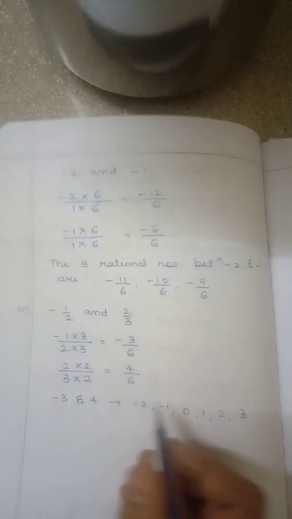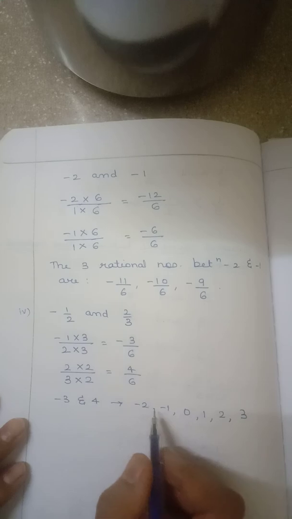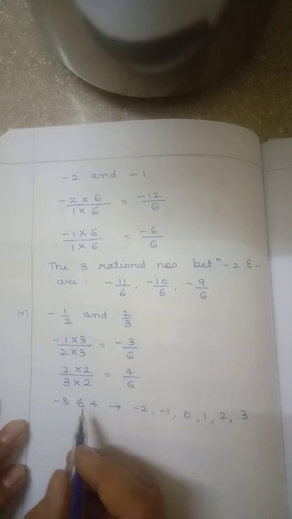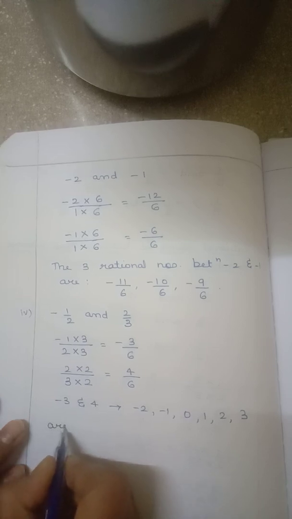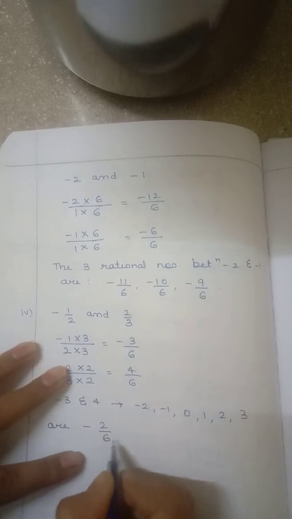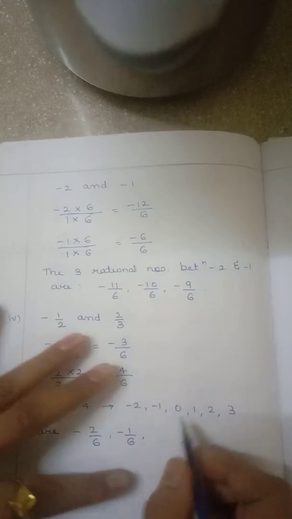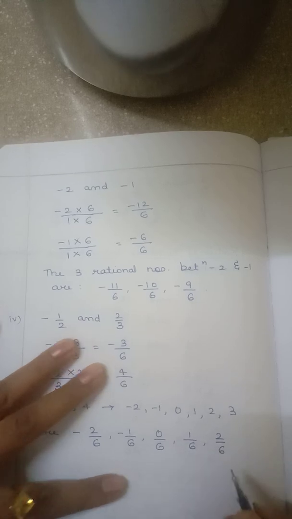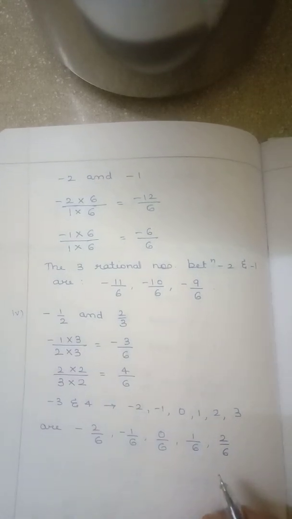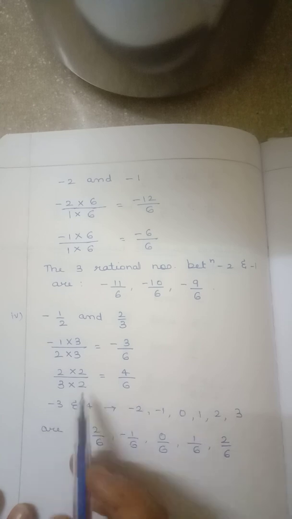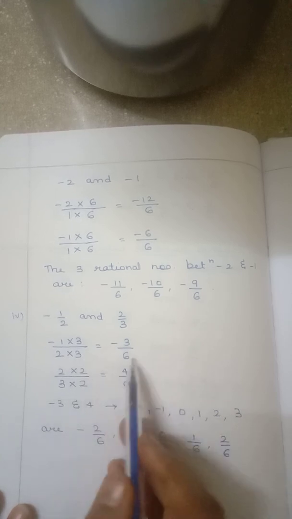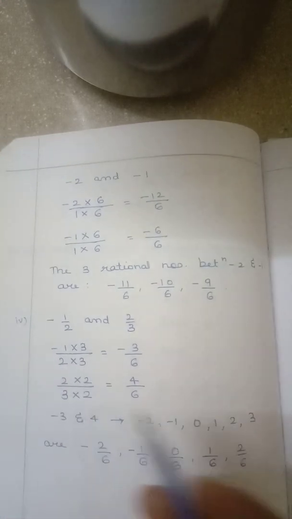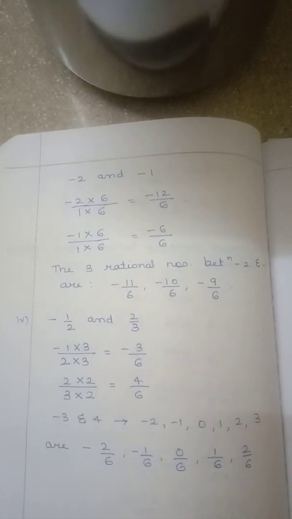Yes. So in the same way you can write the 5 rational numbers between -1 by 2 and 2 by 3 as -2 by 6, -1 by 6, 0 by 6, 1 by 6 and 2 by 6. 5 they have asked, so you can write 5. In the same way, if you multiply by a greater number, but the denominator must be the same, you can get many more rational numbers between any two given rational numbers.